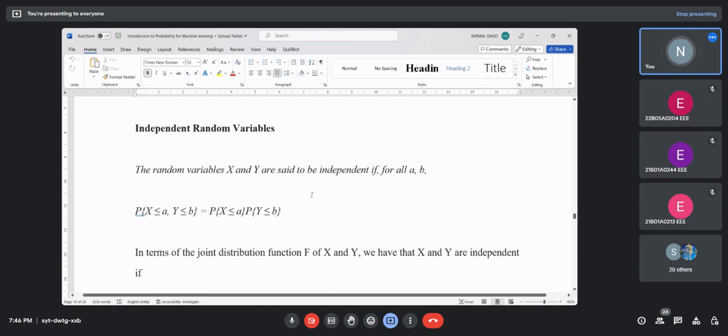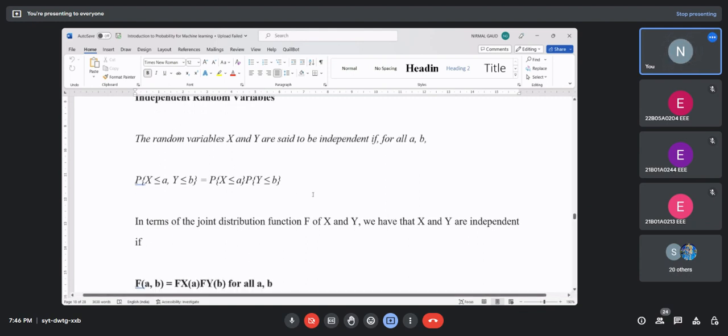Now, independent random variables. Previously we were talking about dependent variables and calculating the joint probability; now they are different. The random variables x and y are said to be independent if, for all a and b, the probability of x less than or equal to a and y less than or equal to b is equal to the probability of a times the probability of b. So they are independent of each other, and the resultant probability is the multiplication of pxa and pyb.